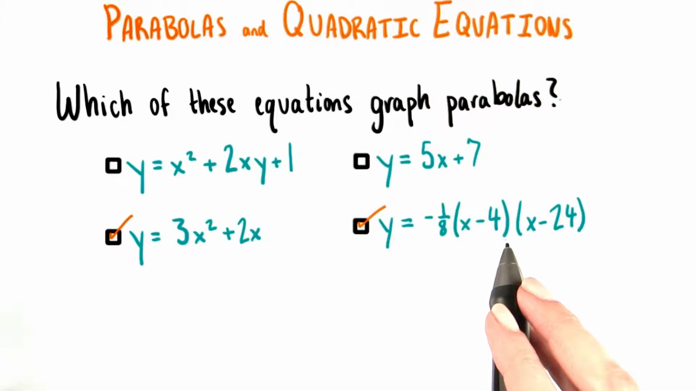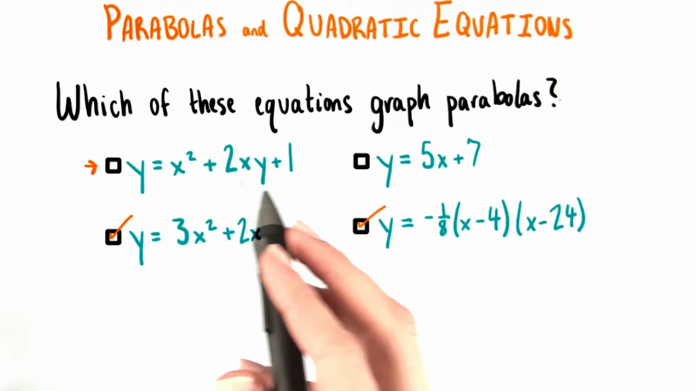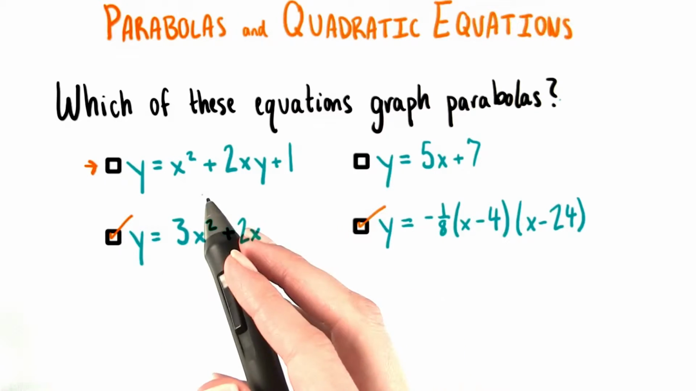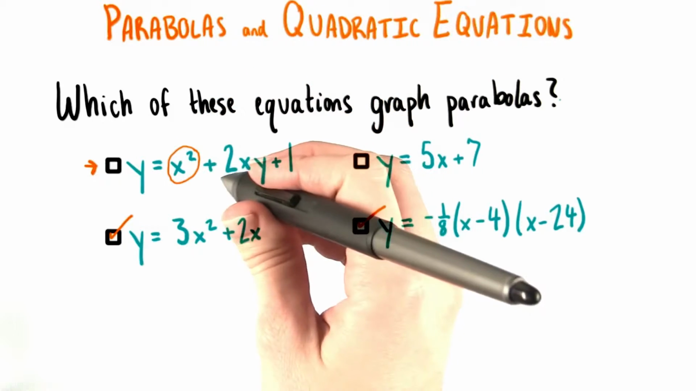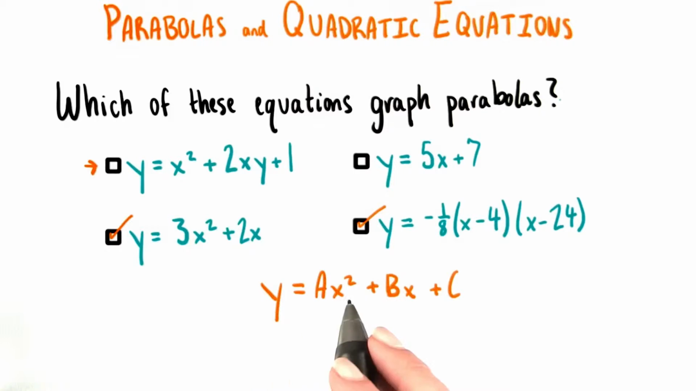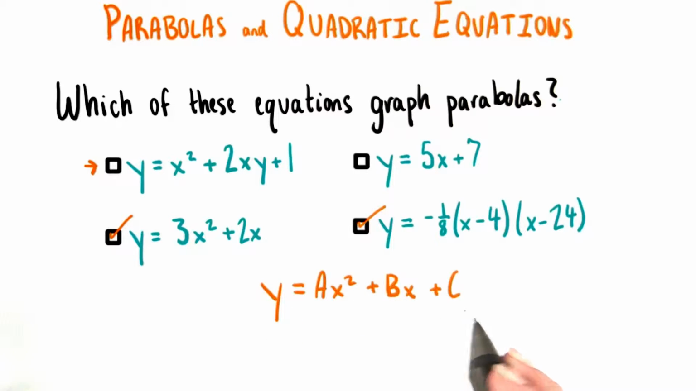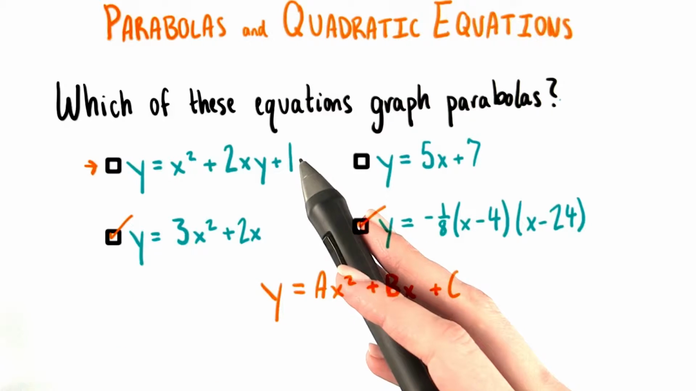Only these two graph parabolas, which might surprise you. In particular, this equation, y equals x squared plus 2xy plus 1, does not graph a parabola. Even though there is an x squared term, there's also this term 2xy. Looking back at the general form, we don't see any terms here that have both x and y in them multiplied together. So this does not fit the bill. We'll see this graph in just a second.